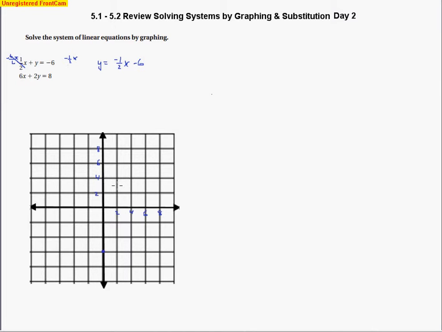And then I can use the slope of negative 1 over 2. So I'm going down 1, over 2 to the right. Even though I'm counting by 2's, this is like 2, then 2, 4. So this is 2 over 4, which is the same as 1 over 2. It's a negative slope, so I need to go downhill from left to right. I'll do that a couple more times. Now I've got some points on that line, so I can go ahead and draw it between those points.